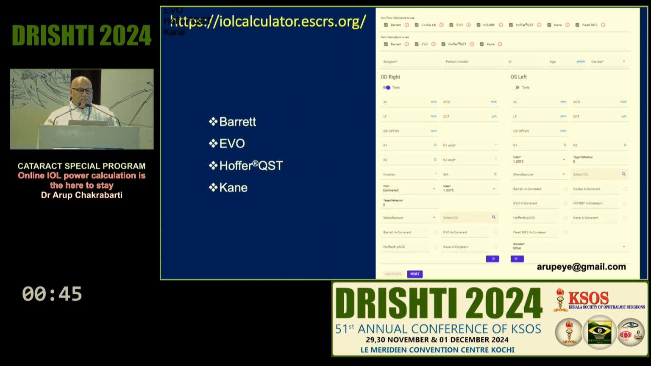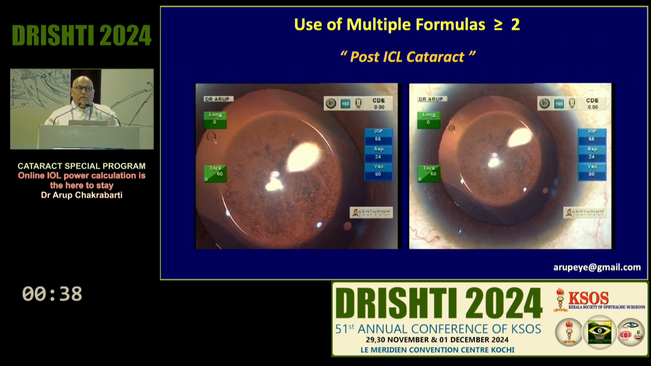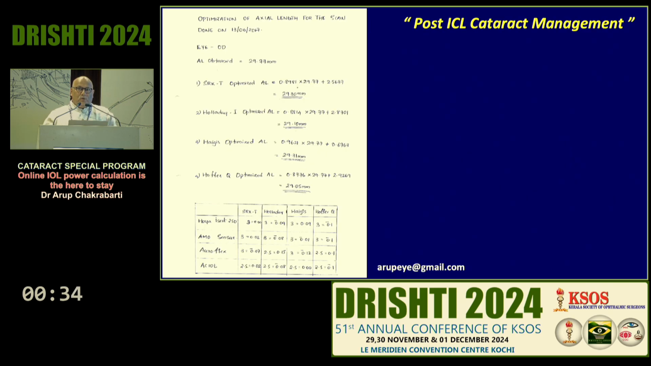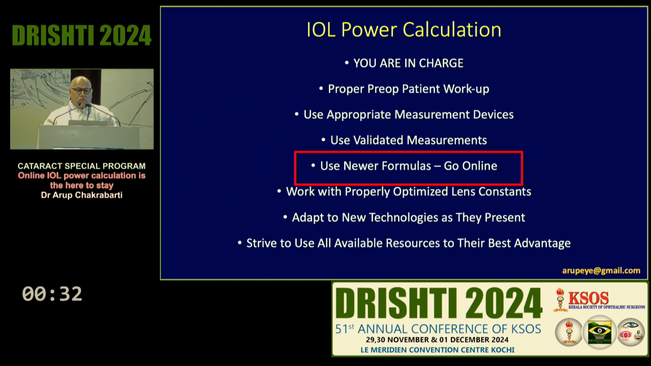If it is a toric lens, it is Barrett, EVO, Haigis, Hoffer Q, and Kane. These are the formulas this ESCRS calculator uses. For extremes of eyes, I always take multiple formulas into account. Sometimes the older formulas have done better than the newer formulas in these cases.